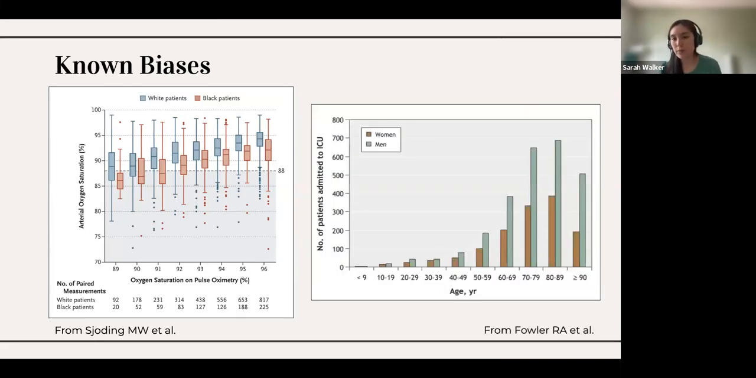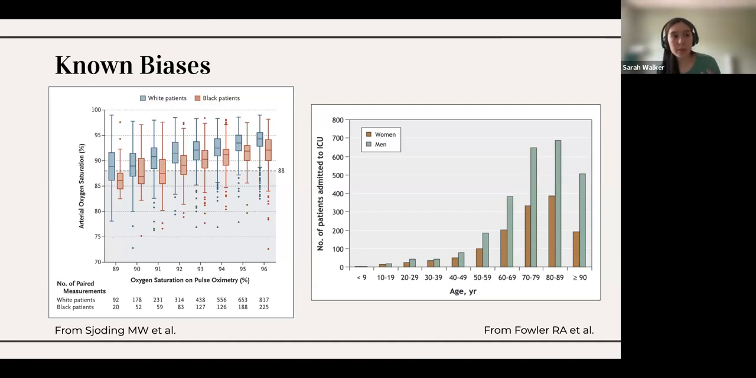So there was another study that was looking at age and sex as predictors of admission to the ICU. Along the x-axis, we have different categories of age, and along the y-axis, we have generally the number of patients admitted to the ICU. And this study found that from patients above the age of 50, women were less likely to be admitted to the ICU than men. And that sort of corresponds with what we see in the graph, with the patients at about 80 to 89, the men are admitted just under twice as much as women.